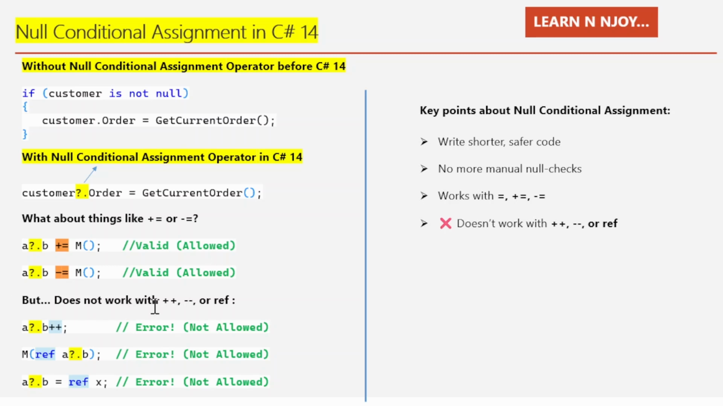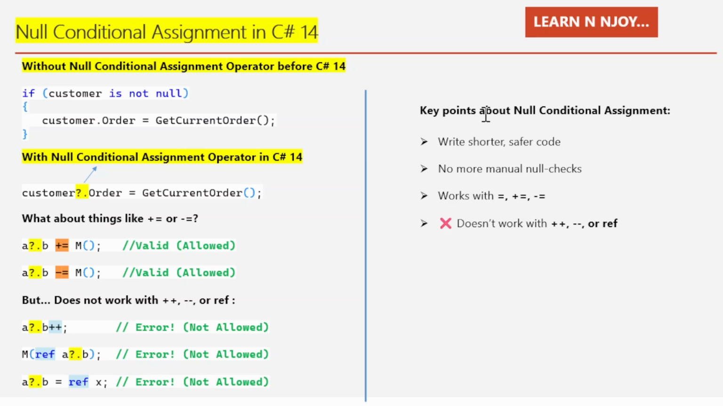But it doesn't work with the plus plus, minus minus operators or the ref keyword. I have given some examples over here. A?.B++, if you write something like this, it will throw an error because it is not allowed. Similarly, if I write something like M(ref A?.B), this one also is going to throw an error because ref is not allowed to be used with this conditional assignment operator. Similarly goes with this statement, A?.B = ref X. So these are blocked because C# can't safely figure out what to do if A is null, right? So no go as of now.